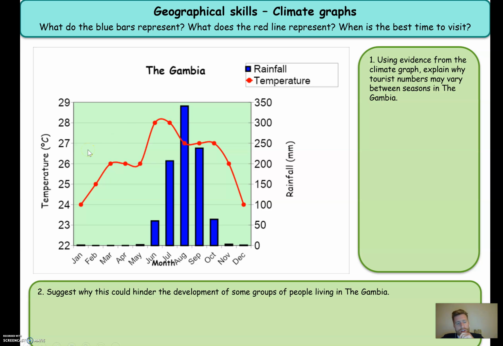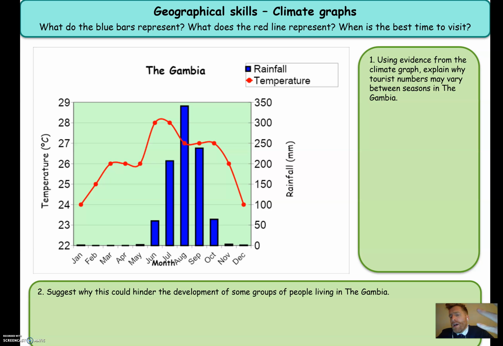Second question, suggest why this could hinder the development of some groups living in the Gambia. So you've got to think about this. If tourists are going to avoid the Gambia, for example, if tourism becomes a major industry for the Gambia, and tourists decide they're going to avoid the Gambia in those very, very wet months, how could that hinder development of some groups? You should be thinking things like, well, seasonal jobs.